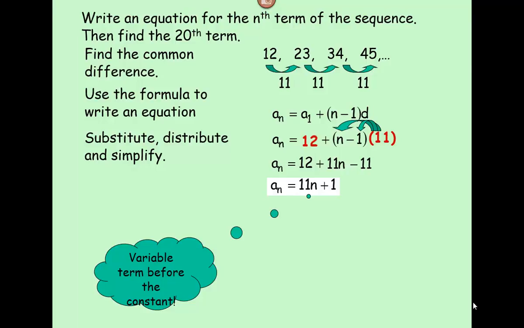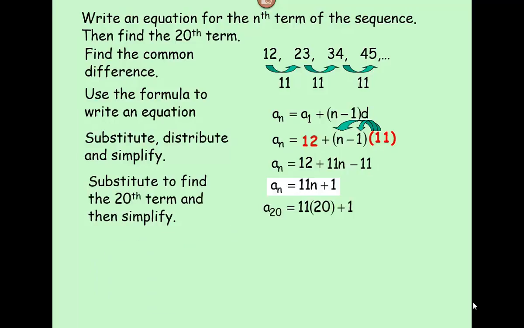The second question, or the second part of the problem, asks us to find the 20th term. So that means that n equals 20. Simply plug in 20, work the math, and get 221. The 20th term of this sequence is 221.